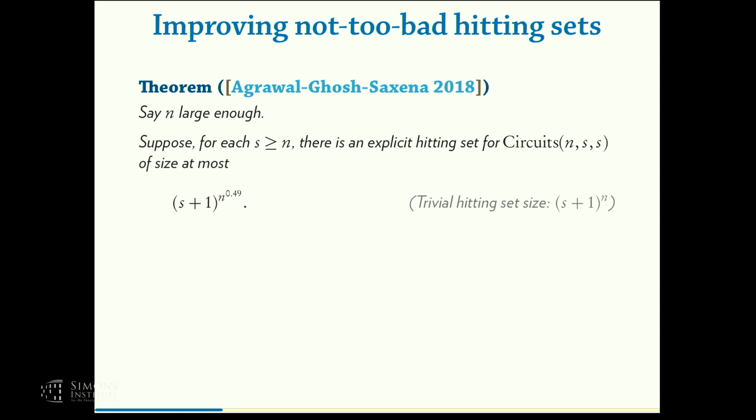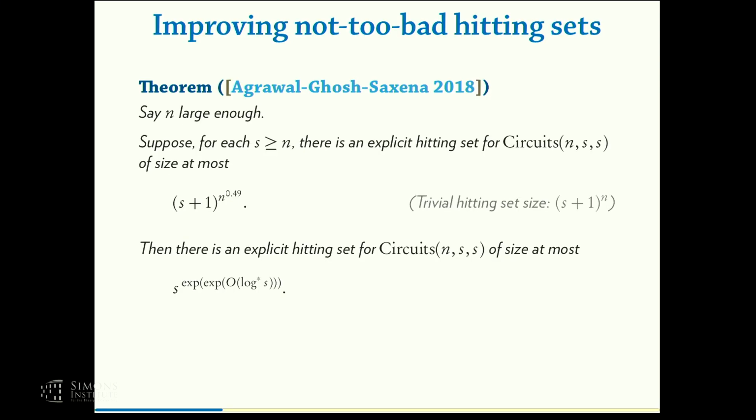Okay? And suppose you can construct a hitting set of size something like (s plus 1) to the root n. Think of it as saying that the trivial hitting set must have had size (s plus 1) to the n, and now we want to improve the exponent to something smaller than root n. Suppose you could do this. Then they showed that you can use this to construct an explicit hitting set for almost polynomial size, where this tiny function is really slow growing.